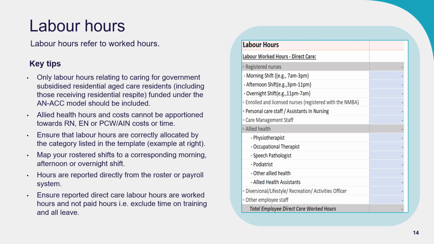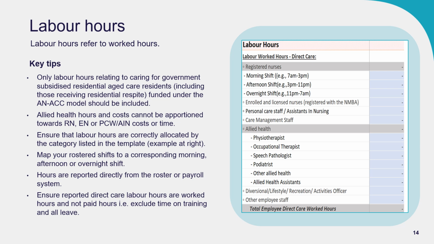When recording labour hours in the QFR, only hours that are related to care for government subsidised residents funded under the ANAC model should be included. Allied health hours and costs cannot be included or apportioned to RN, EN, or PCW and AIN hours or costs.